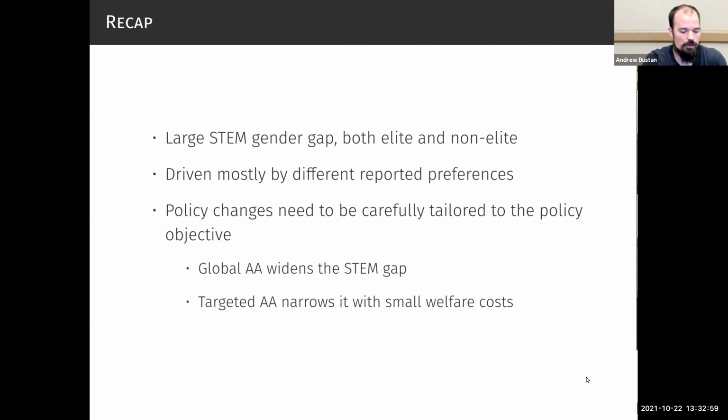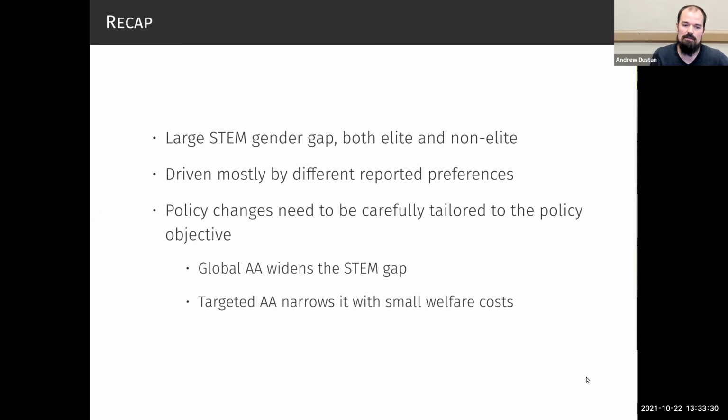Okay, just recapping: there's a big STEM gender gap, probably not surprising, and it exists in both elite and non-elite STEM schools. It's driven mostly by different reported preferences, which we should definitely acknowledge are produced by underlying preferences, perceived constraints, perceived discrimination they'll face at a STEM school program if they go there, anticipated discrimination in the labor market, and so forth. Those show up as reported preferences.